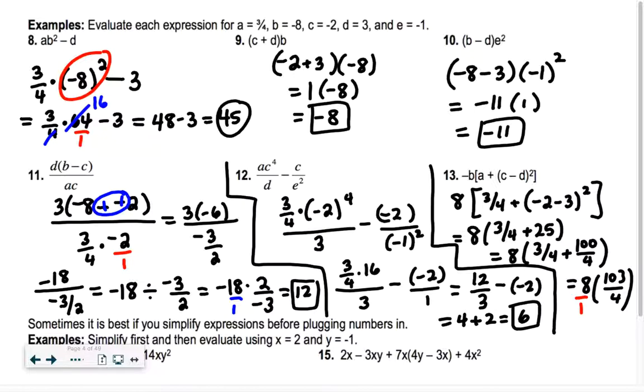So where are we at? So Rhett, what do you think? So 8 over 1 times 103 over 4. What can I reduce out? What do we get for our final answer?